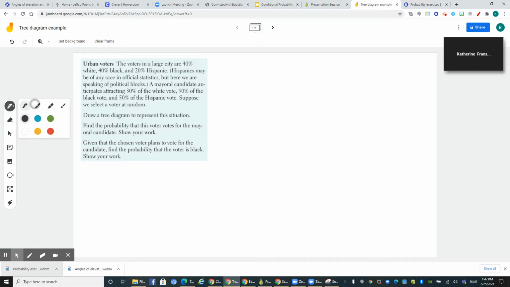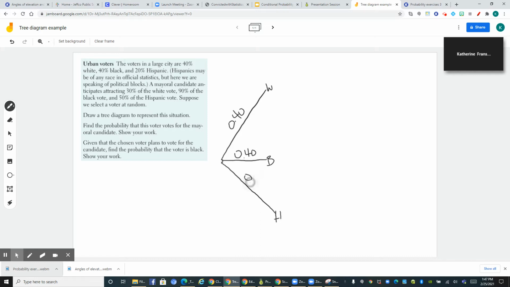So we're going to start by looking at the population as split into three distinct groups. So we've got white, we've got black, and we've got Hispanic. And so picking anyone out, we've got a 40% chance of picking white, a 40% chance of picking out someone who's black, and then a 20% chance of picking out someone who is Hispanic.